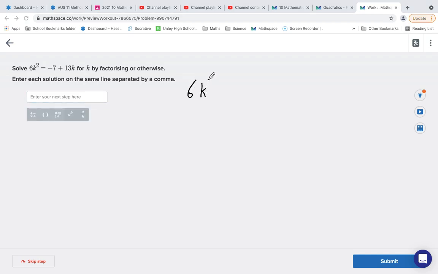I'm going to make this equal to 0. Right, so we have subtracted k from both sides and we've added 7 to both sides so that we're left with 0 on the right. At this point, you can actually factorize it without the quadratic formula, but I'd probably be suggesting the quadratic formula is your friend here.